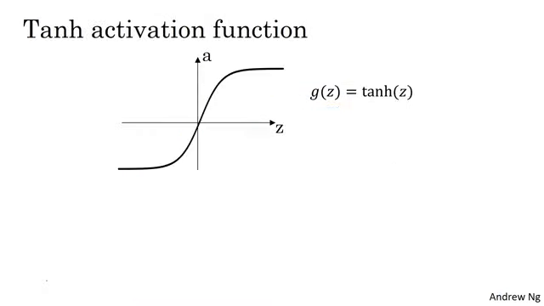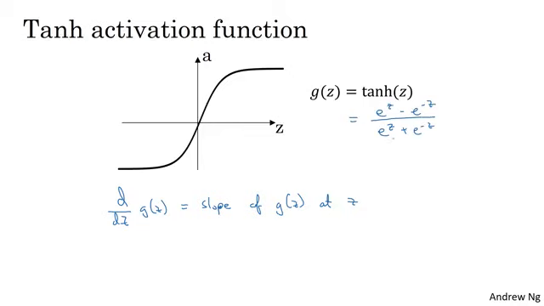Let's now look at the tanh activation function. Similar to what we had previously, the definition of d dz g of z is the slope of g of z at a particular point of z. And if you look at the formula for the hyperbolic tangent function, and if you know calculus, you can take derivatives and show that this simplifies to this formula.